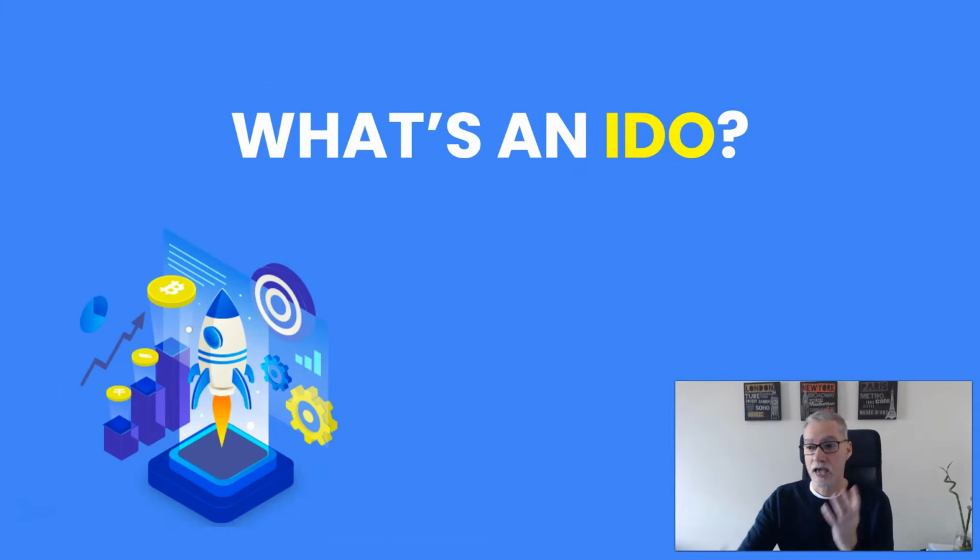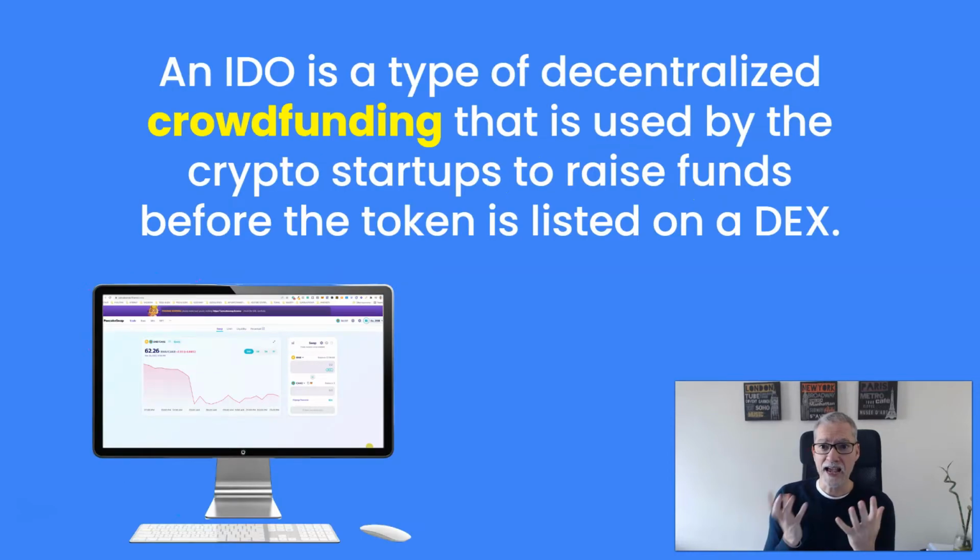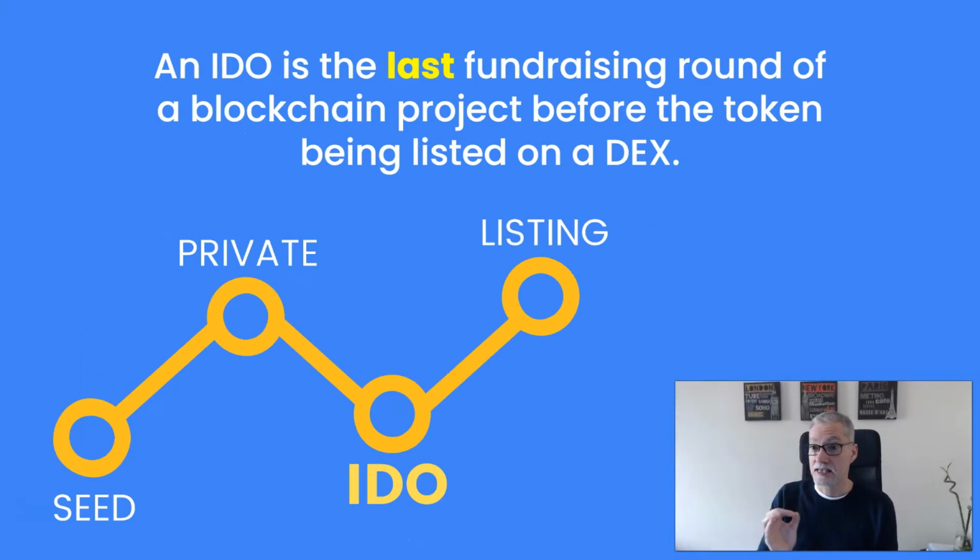First of all, what's an IDO? IDO stands for Initial DEX Offering. DEX means decentralized exchange. So an IDO is a type of decentralized crowdfunding that is used by crypto startups to raise funds before the token is listed on a DEX, or a decentralized exchange. An IDO is the last fundraising round of a blockchain project before the token is listed on a DEX. So usually there are three fundraising rounds: the seed round, the private round, and the IDO. The IDO is the last one before the token is listed on a decentralized exchange.